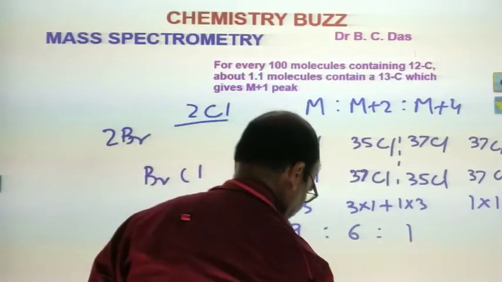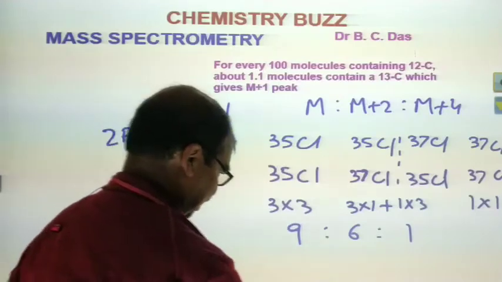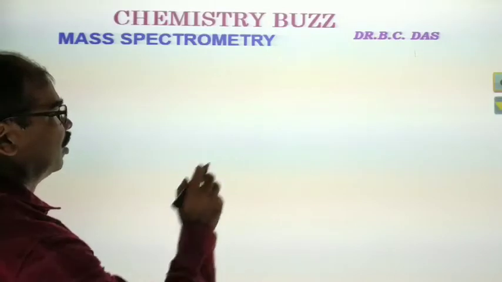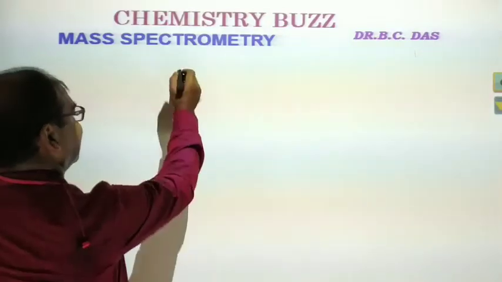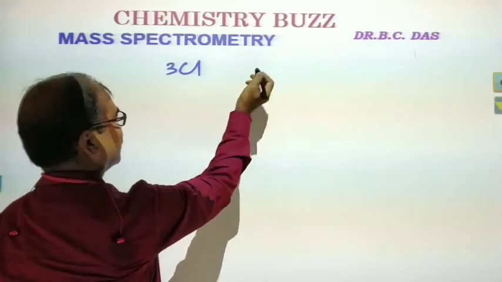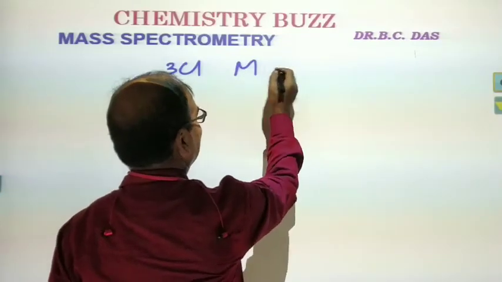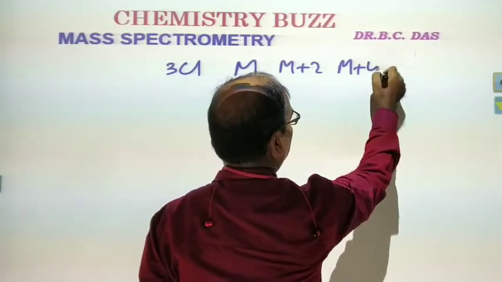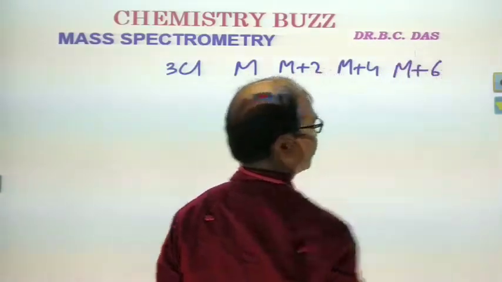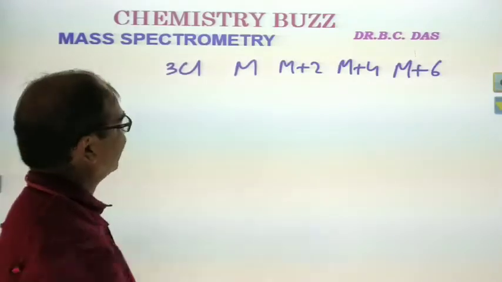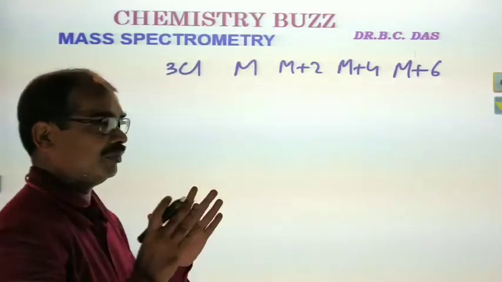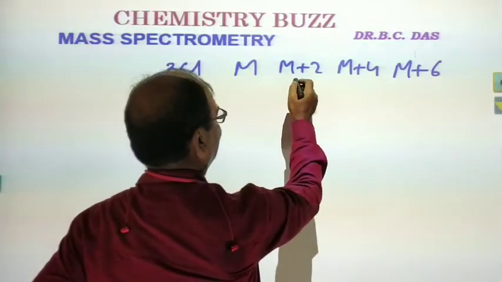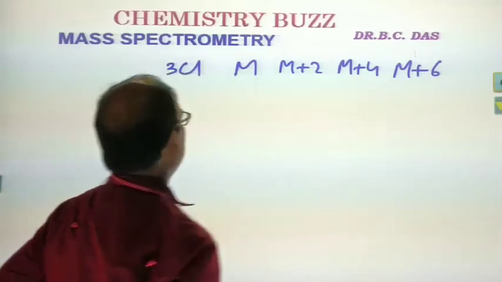Suppose we consider that 3 chlorine atoms are there. Then we will get M plus 2, then M plus 4, M plus 6. So a quartet will be obtained, and the peaks will be separated by 2 mass units. This is the molecular ion peak, and there are 3 isotopic peaks.